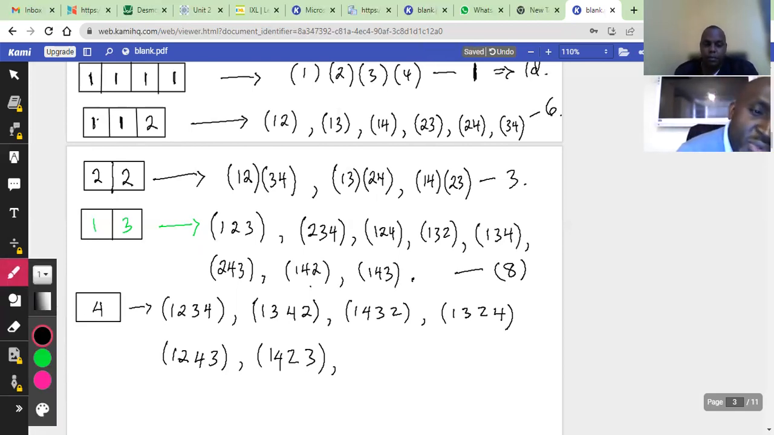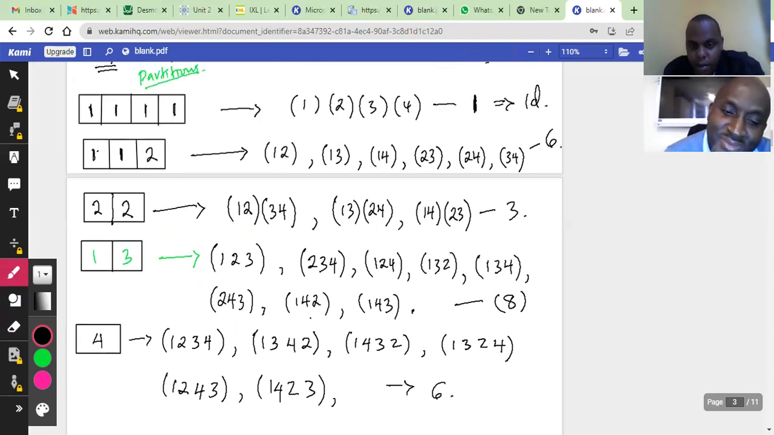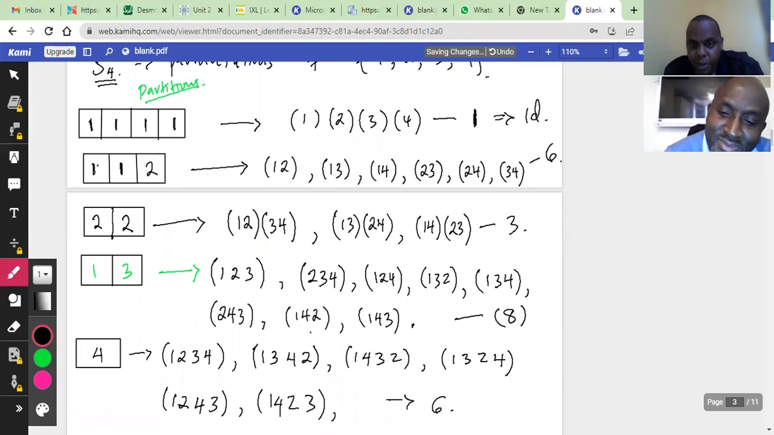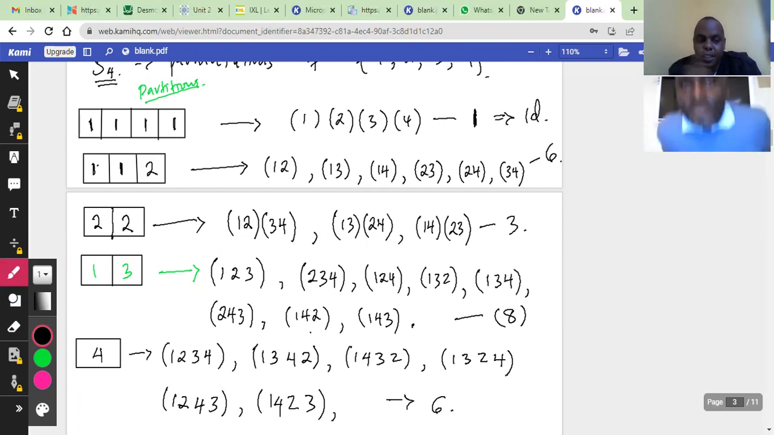How many have you got in total? This is 6. 6 plus 6 is 12. 12 plus 8 is 20. 20 plus 3 is 23, plus 1, 24 elements in S4. Okay. You know, coming up with the 24 elements is not easy, and that is why we partition. That is the sole purpose of partitioning.